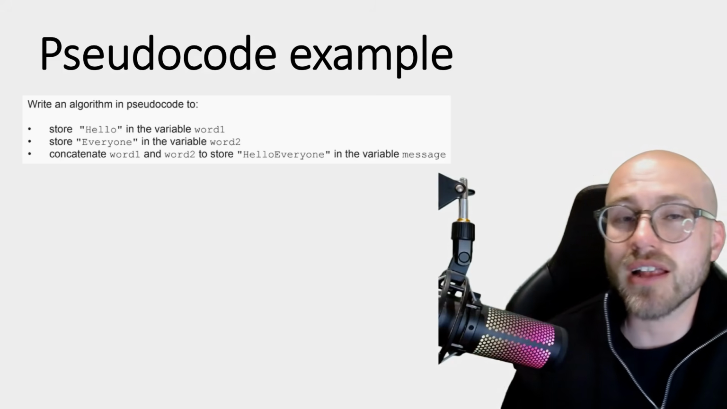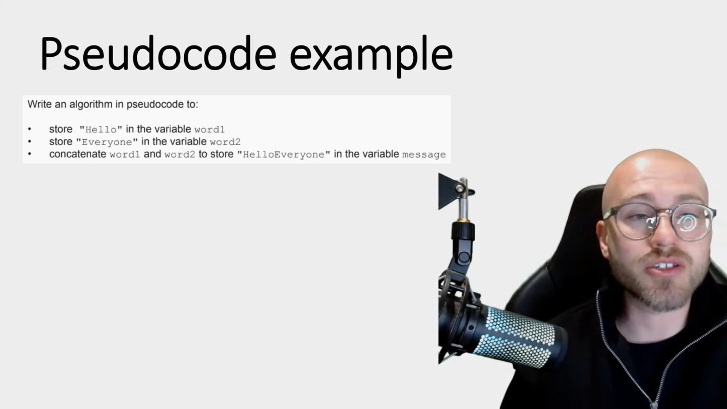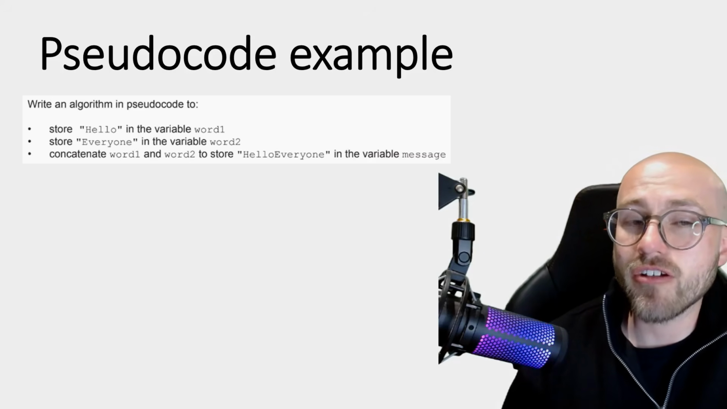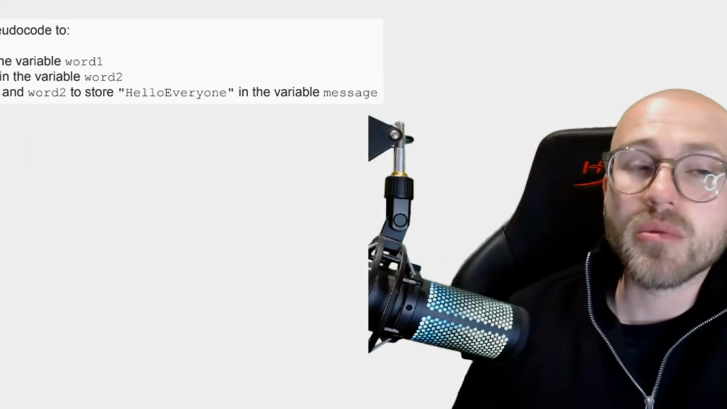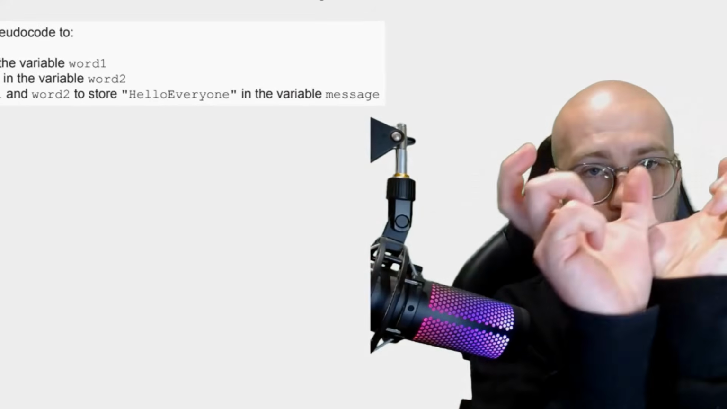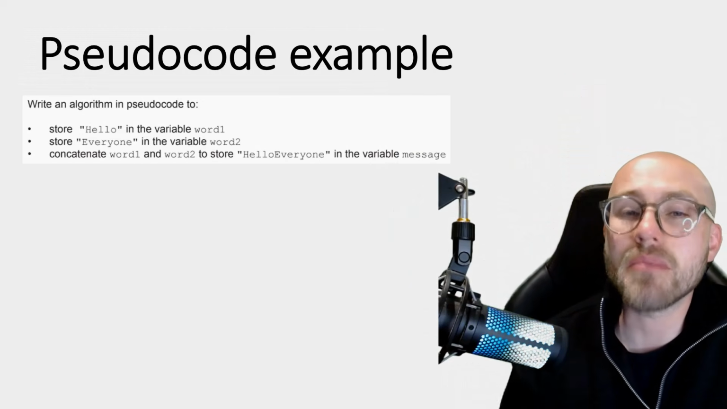This was a 3-mark answer on a previous paper. So it says to store hello, which is a string, in the variable word1. Then store everyone in the variable word2. Then we've got a programming word: concatenate word1 and word2. That means to just squash them together to store hello everyone in the variable message.